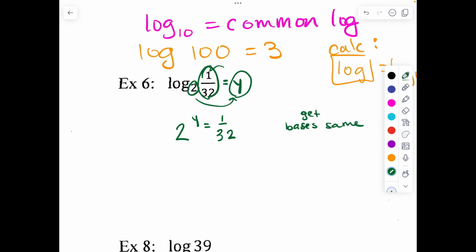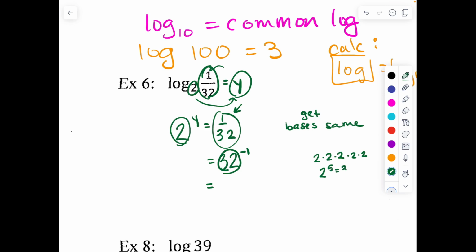So how do I get 2 and 1 over 30? First of all, I know 1 over 32 is the same as 32 to the negative 1. So anytime we see a fraction, we want to turn that into a negative exponent. Once I have that, I know 32 can be related to 2 as 2 times 2 times 2, which is 8, times 2 again is 16, times 2 is 32. So I know 2 to the 5th equals 32.